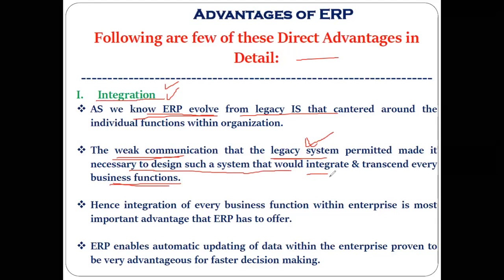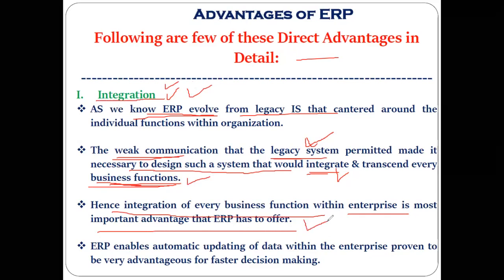In the fourth stage, that is the ERP itself, integration was introduced, and using that integration it became possible to connect the different functional departments of a particular business together. And that is nothing but the advantage of ERP, that is, integration. Integration is available in the case of ERP. That's why it is considered the first direct advantage. Hence, integration of every business function or department within an enterprise is the most important advantage of ERP.